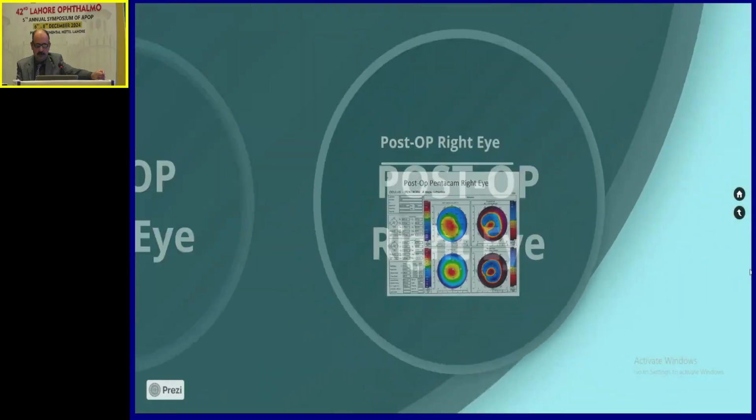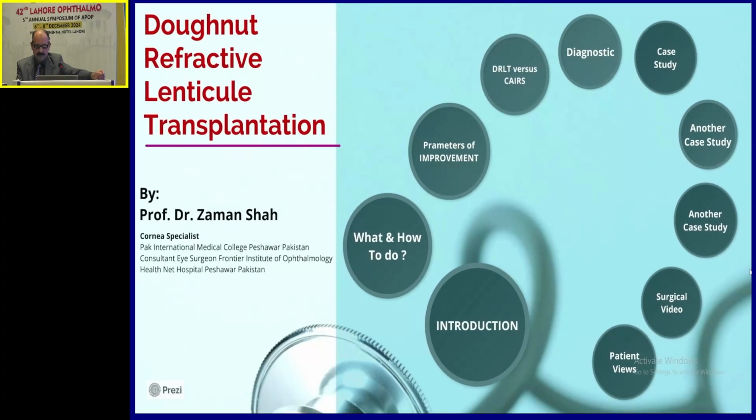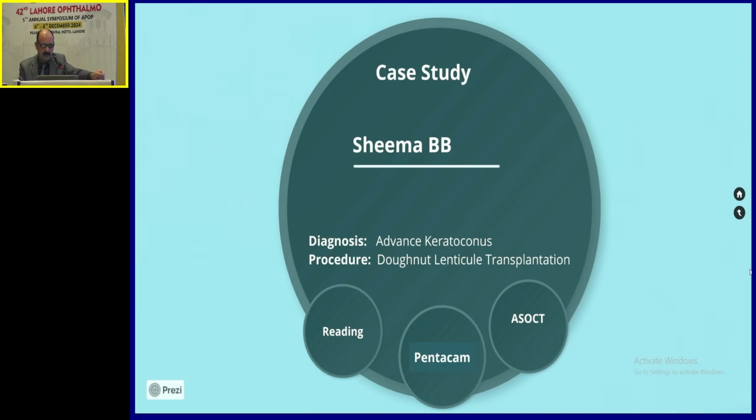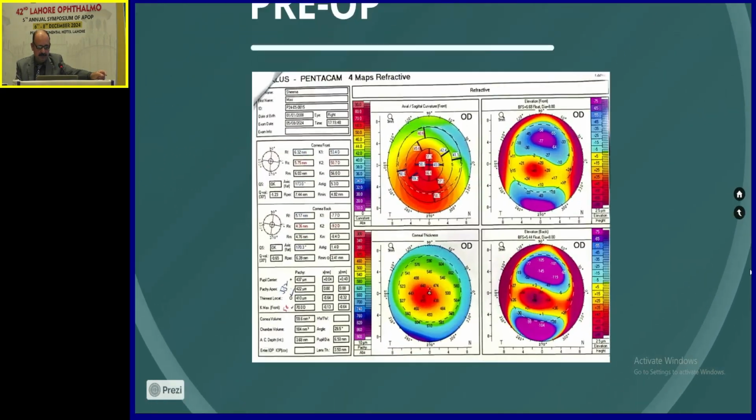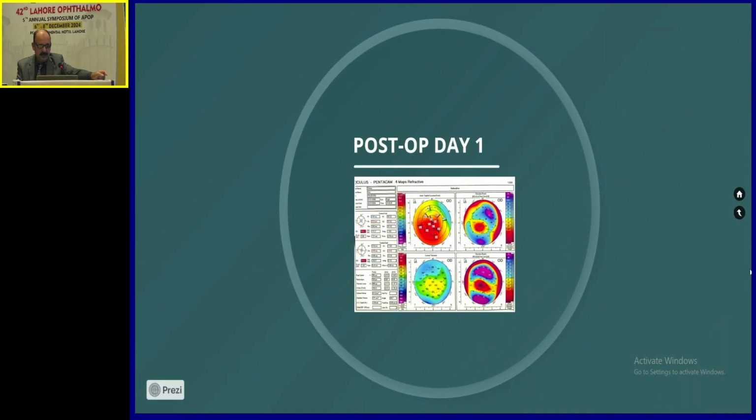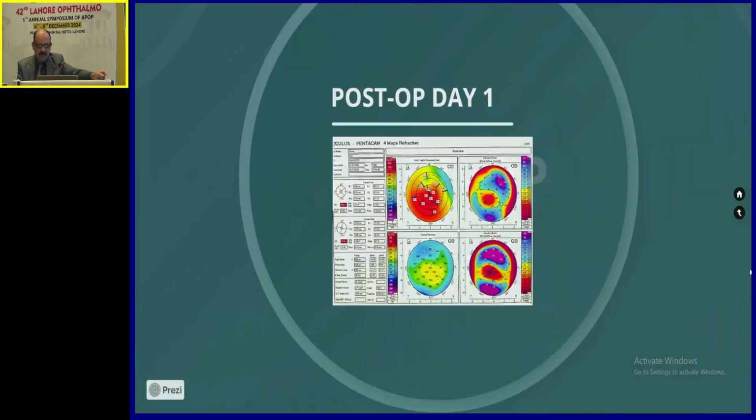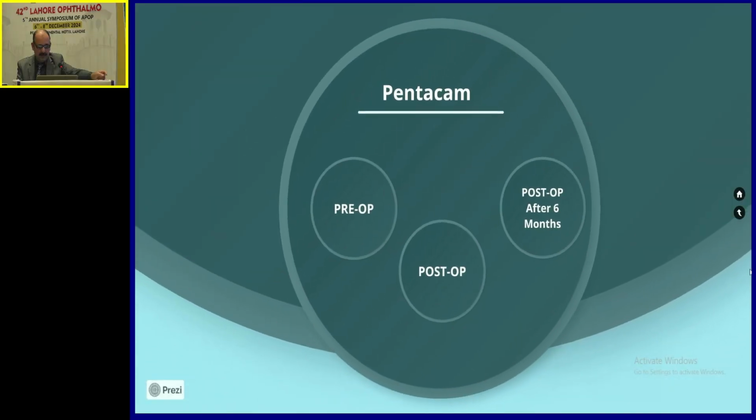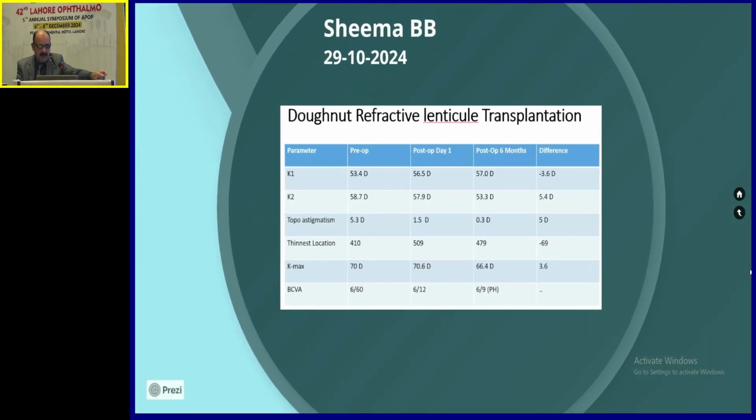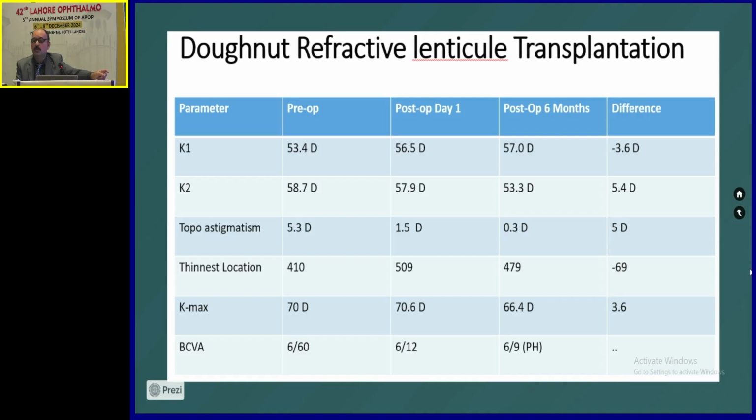Now we go to another case. This was a patient who also had advanced keratoconus. I was not happy with the procedure, but look at the parameters. The pre-op Pentacam. We did the procedure in the right eye. This is the day 1 picture, and this is the post-op after 6 months, right? And you look at the table, the readings. Actually, the keratometry has decreased. Topo astigmatism decreased by 5 diopter, and K-max is reduced only by 3.6. And with a pinhole, best corrected visual acuity improved up to 6/9.